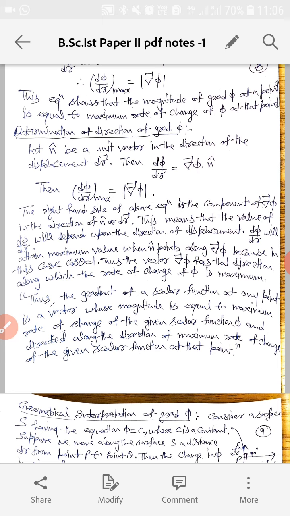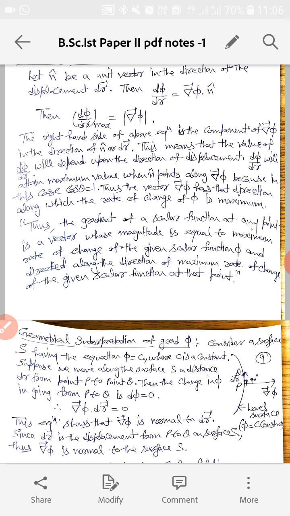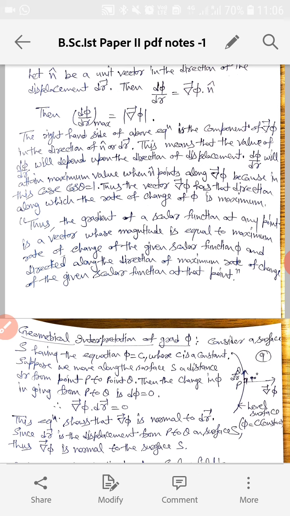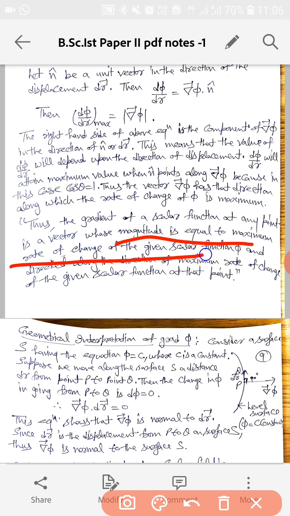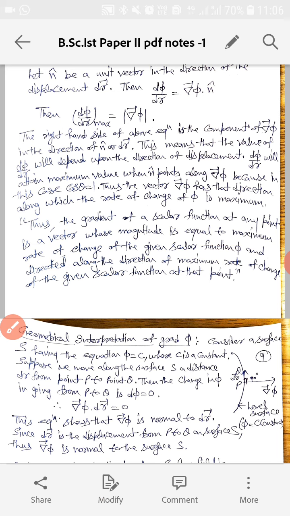So now we can define the gradient of a scalar function. First of all, we will always define the gradient of a scalar function at a particular point. It is a vector quantity. The gradient of a scalar function at any point is a vector quantity whose magnitude is equal to the maximum rate of change of the given scalar function, that is d phi by dr maximum, and its direction is along the direction of maximum rate of change of the given scalar function at that point. So this is how we define gradient of a scalar function.